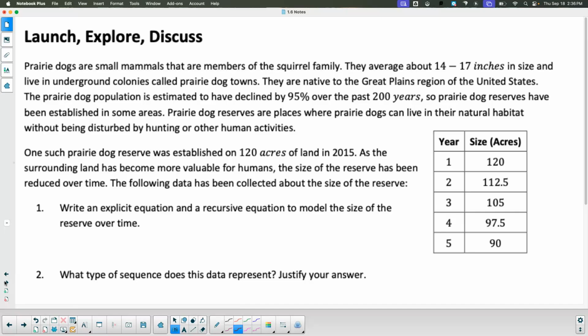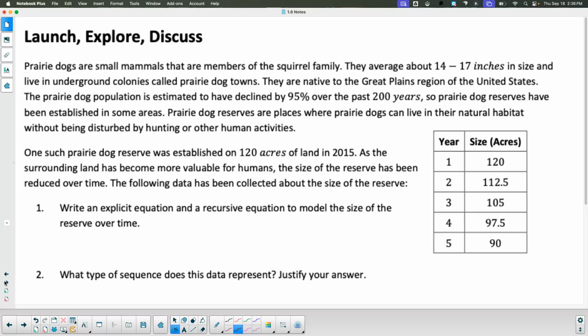So in year 1, that's 2015, it was at 120. In 2016, it went down to 112.5 acres. Then in year 3, 105 acres. Year 4, 97.5. Year 5, 90 acres.